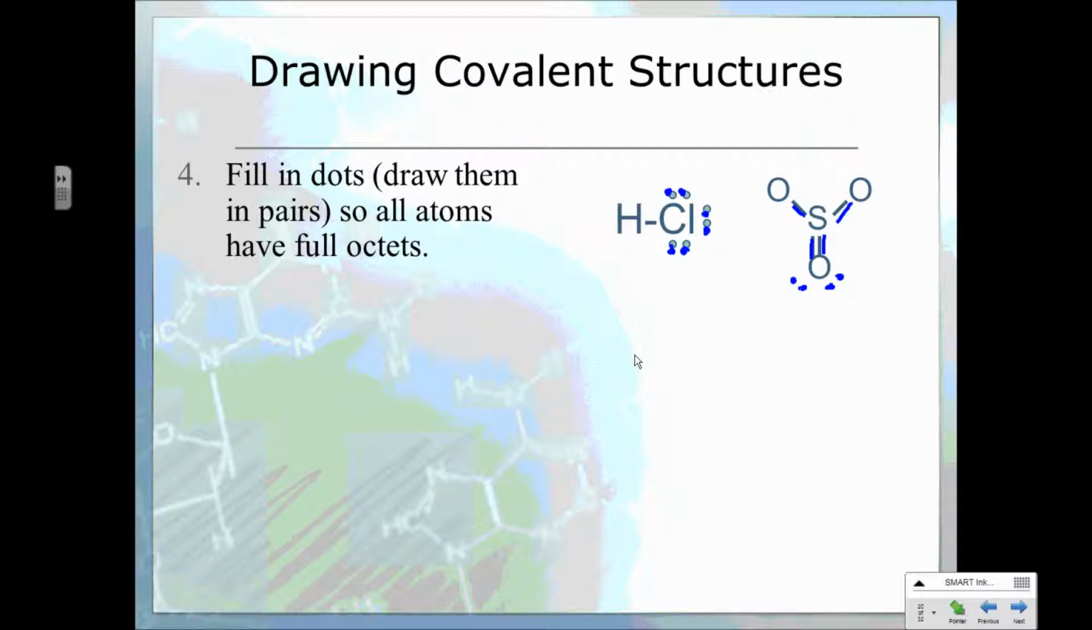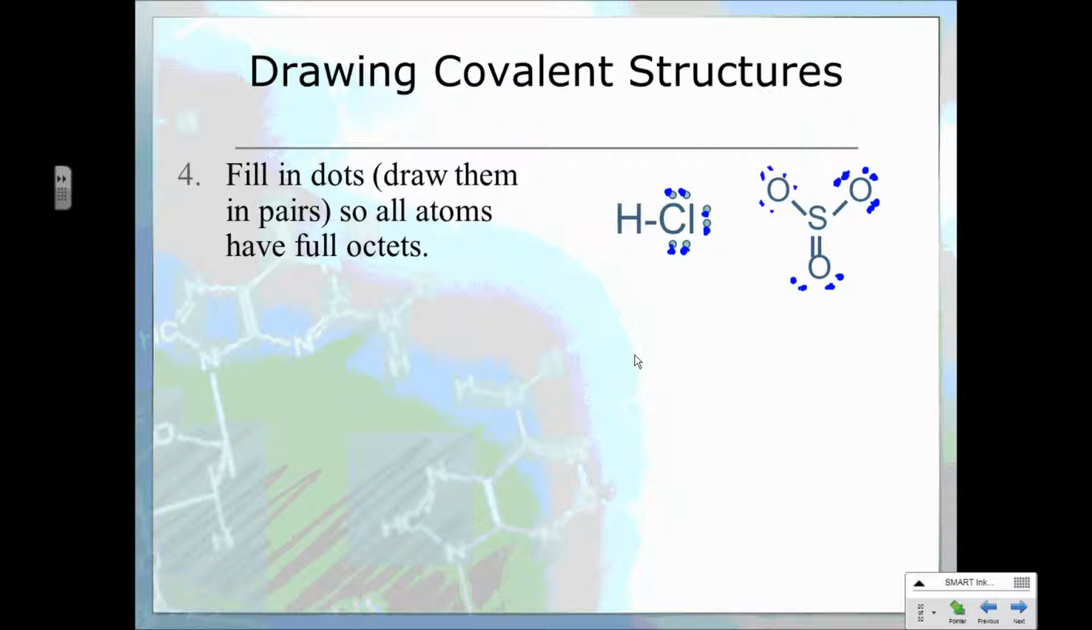That's 2 pairs. But my single bonded oxygens, and let me get rid of my blue bonds I drew in there to make it easier to see, my single bonded oxygens, they only have 2, so they each need 6. So 1 pair, and then just keep spacing out, and my other 2 pairs.